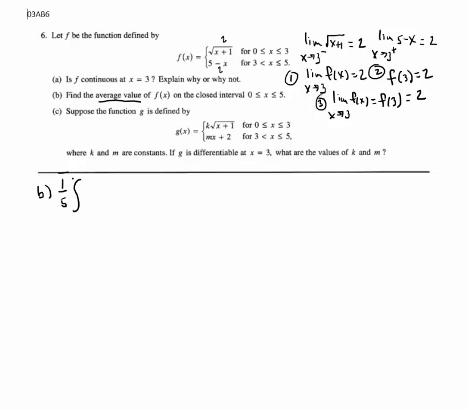And then it's the integral, and I'm going to put this in a bracket because this 1/5 applies to all of this. Then I'm going to integrate from 0 to 3 the top function, which is the square root of x plus 1 dx. And then plus the integral from 3 to 5 for the other function, 5 minus x dx.